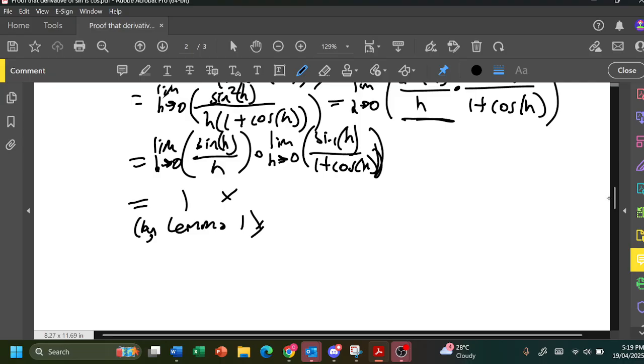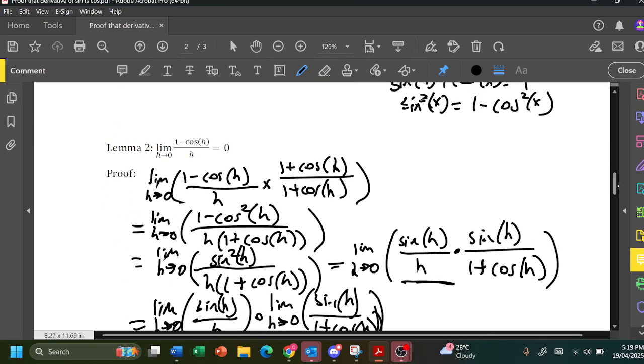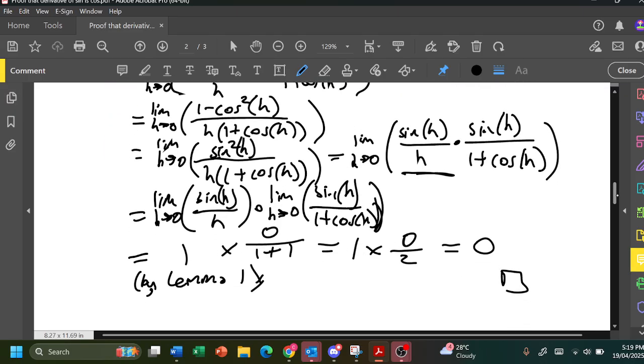As h goes to 0, sine of h, which is the y-coordinate of a point around the unit circle, is going to be equal to 0, and cosine of h is going to be equal to 1. So we're going to have 1 divided by 1 plus 1. So this is going to be 1 times 0 over 2, and 0 over 2 is just equal to 0, and then 0 multiplied by 1 is also equal to 0. So this is just equal to 0. And then we're done. So we've shown what we wanted to prove here. We've shown that the limit as h goes to 0 of 1 minus cosine h divided by h is equal to 0.